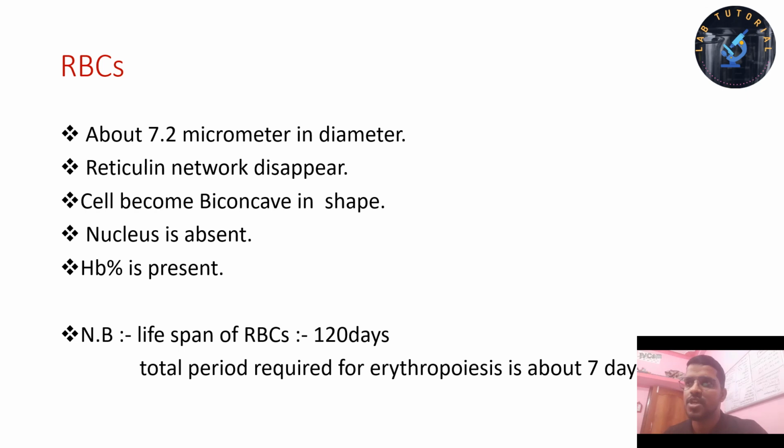Then the next stage in erythropoiesis is the RBC. It is a mature RBC, about 7.2 micrometer in diameter. Reticular network disappears. Cell becomes biconcave in shape. Nucleus is absent. Hemoglobin is present, and the lifespan of RBC is 120 days. The total period required for erythropoiesis is about 7 days. In this process, the different types of erythropoietic cells are formed in our body.